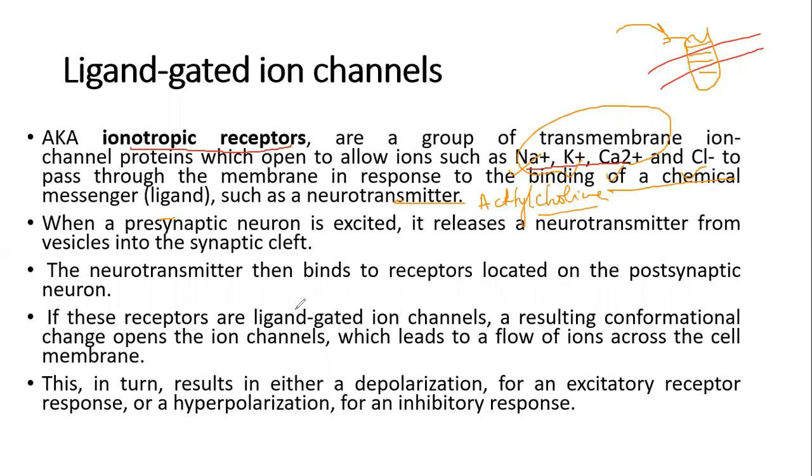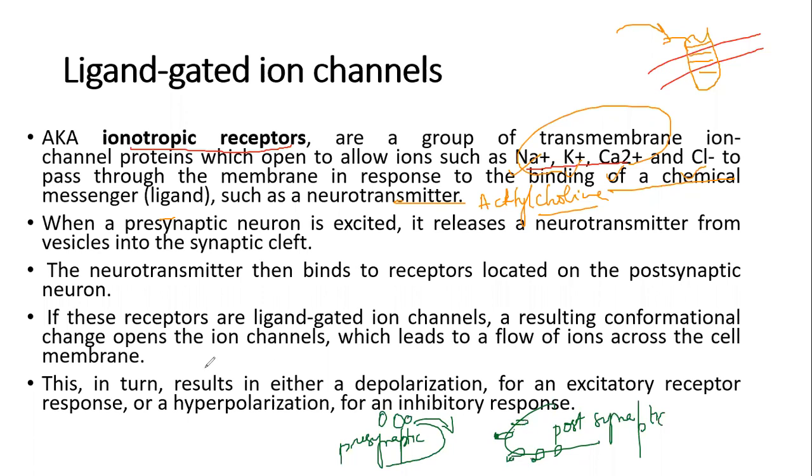Now, when a presynaptic neuron is excited, it releases neurotransmitter from vesicles into the synaptic cleft. Yesterday I was explaining this. If you have a presynaptic neuron over here, and here you have the postsynaptic neuron, and in between you have the synapse. Now what will happen? From here, in the vesicles, the neurotransmitters are released. These neurotransmitters will go and bind to these ligand-gated channels. For example, acetylcholine binds to the acetylcholine receptors here. So the neurotransmitter binds to the receptors located on the postsynaptic neuron.